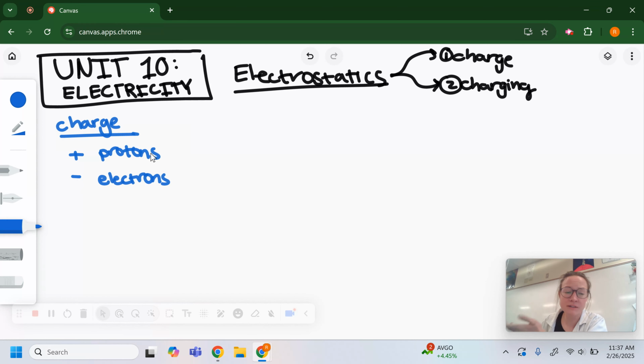We say that protons have positive charge the same way that we say they have mass. It's just something that they have. Electrons have negative charge the same way that they have mass. It's something that they have. So protons carry positive charge, electrons carry negative charge.